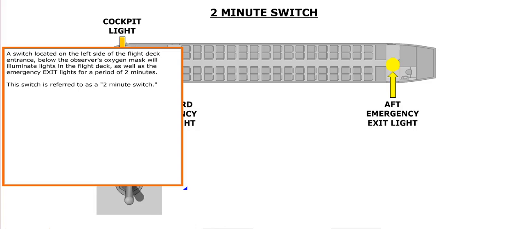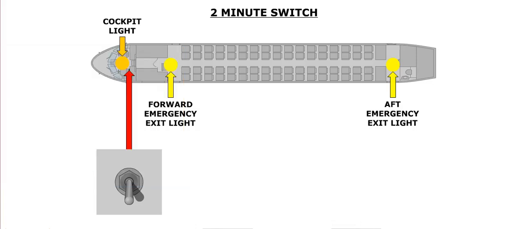A switch located on the left side of the flight deck entrance, below the observer's oxygen mask, will illuminate lights in the flight deck, as well as the emergency exit lights, for a period of 2 minutes. This switch is referred to as a 2-minute switch.